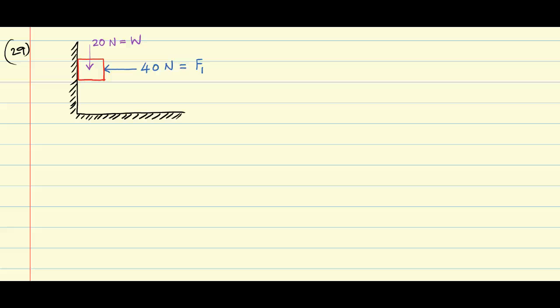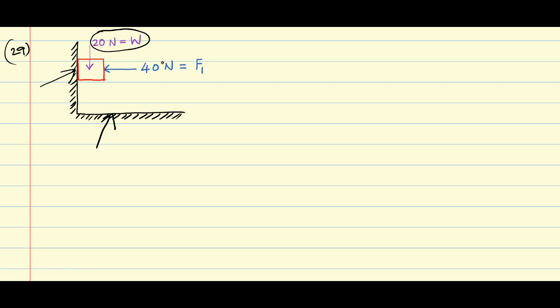In question number 29, we have been given a 2 kg block, and assuming that g is 10 meters per second square, the weight of this block is going to be 20 newtons. And further, it has been mentioned that this block is pushed against the wall, so that's the wall, and for clarity I've also shown the floor over here.